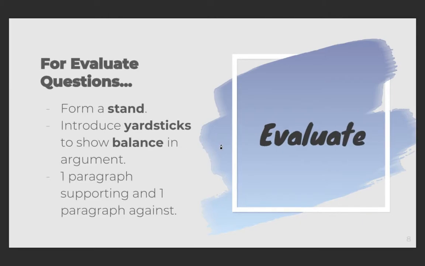Next, for evaluate. For evaluation questions, you have to always form a stand. This is basically like a mini essay, whereby you need to form a stand. What I would usually do is introduce my yardsticks again to show balance in the argument that I'm trying to make. Evaluate questions are usually your 8-mark questions. So usually you just need to have one paragraph supporting, one paragraph against, and then one more paragraph for your stand.